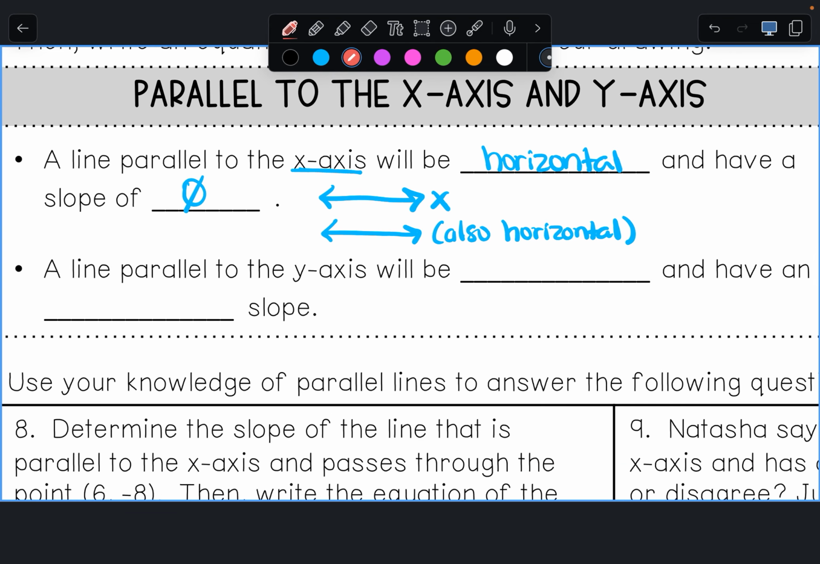Now, opposite, a line parallel to the y-axis. Well, I've got to think about it. The y-axis is a line that goes up and down, right? So if it's a line parallel to it, that line will also be vertical. It will also be vertical. And it will have what kind of slope? Undefined.